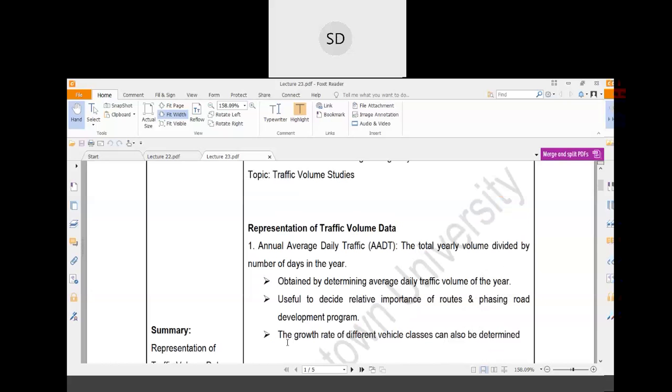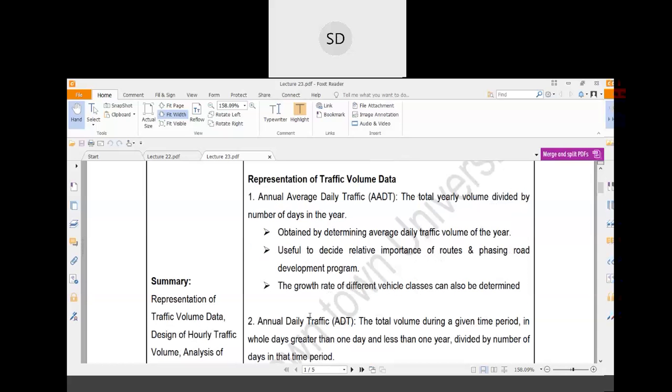Now, how will you represent the traffic volume data? You have collected the traffic volume data. Now, how will you represent it? So, the first thing is annual average daily traffic. Annual average daily traffic means you will collect the traffic volume data for 24 hours throughout the year, that is for 365 days. After that, you have all the 365 days of data. Now your annual average daily traffic would be the total traffic volume you are getting divided by 365 days. That is your annual average daily traffic.